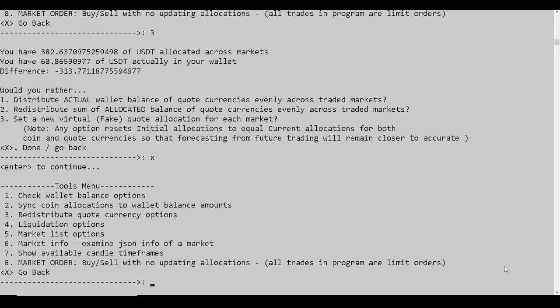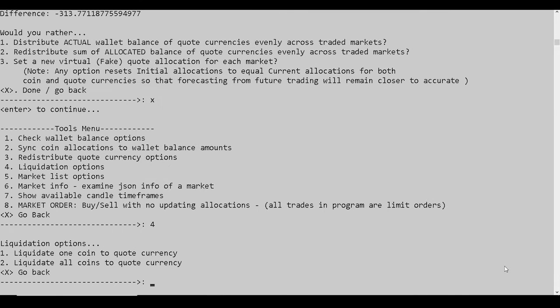The next one, liquidation options. You can liquidate one coin to a quote currency, and then it will remove it from the allocations.json file. Or you could liquidate all the coins that you're trading to whatever the quote currency is for those markets. Um, I'm not going to do those now.